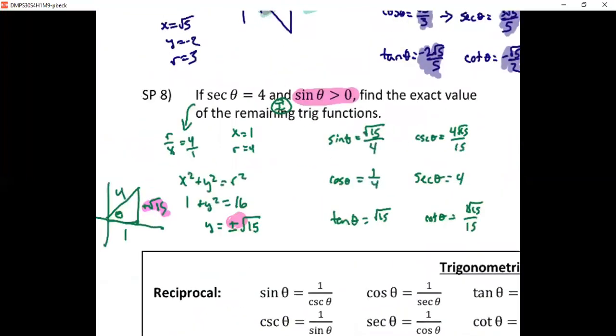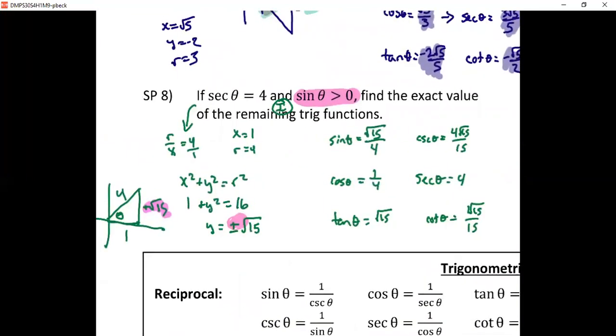Same thing for problem number 8. Secant is positive, which would be quadrants 1 and 4, because it's the x. Sine is positive in quadrants 1 and 2. So together they're both positive in quadrant 1.